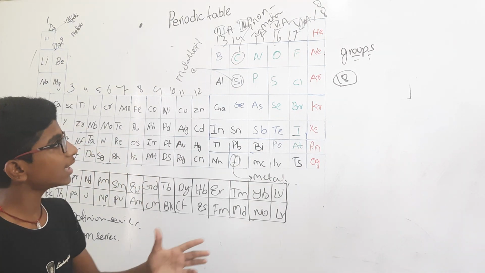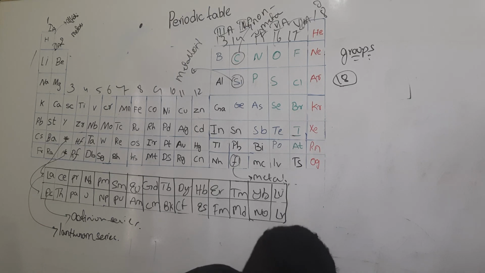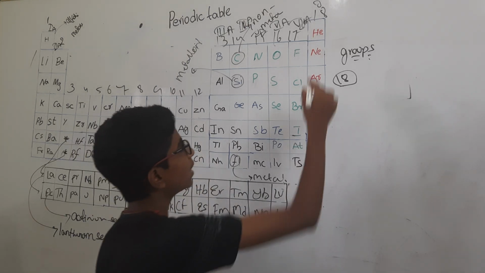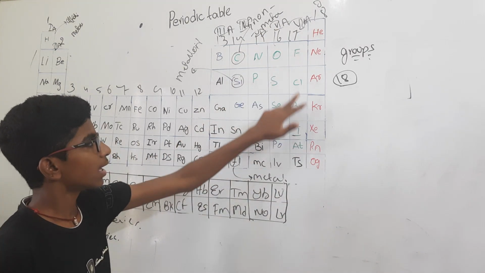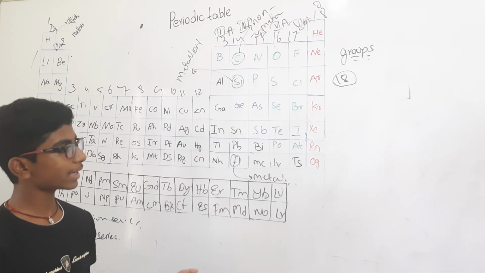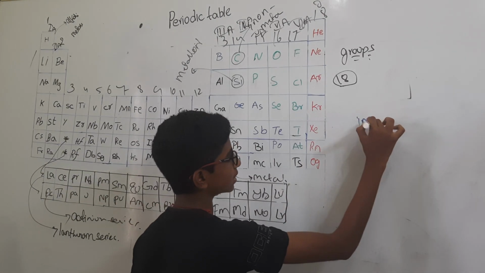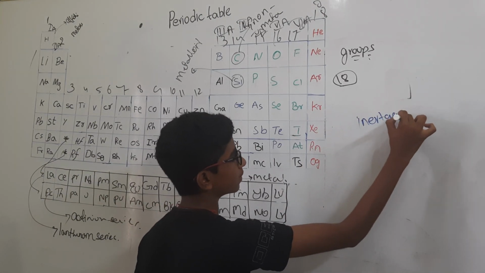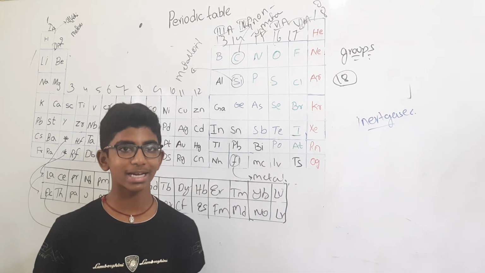What does the last group refer to? First, let's see what the last group tells. This last group contains 7 elements in total. These are known as inert gases. Inert gases are also known as noble gases.